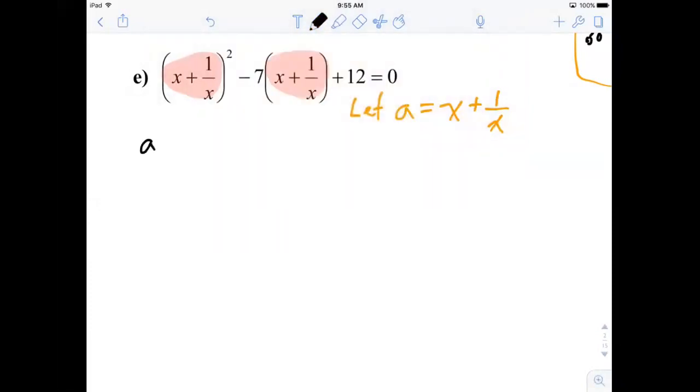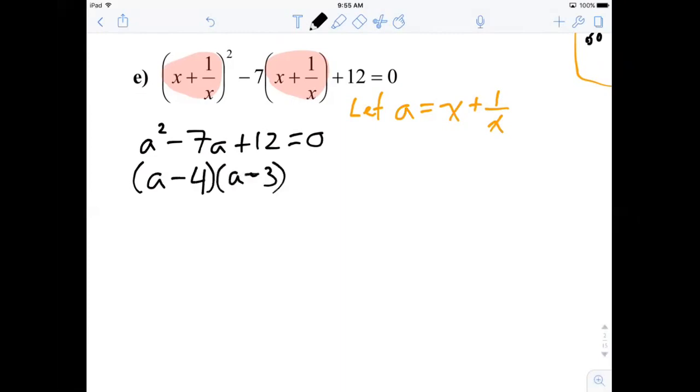Suddenly this becomes a squared minus 7a plus 12 equaling 0. That factors pretty simply because it is a simple trinomial. A minus 4 and a minus 3 are the two factors. And that's still equal to 0. So that breaks us up into two scenarios. Either a minus 4 is equal to 0, or a minus 3 is equal to 0.